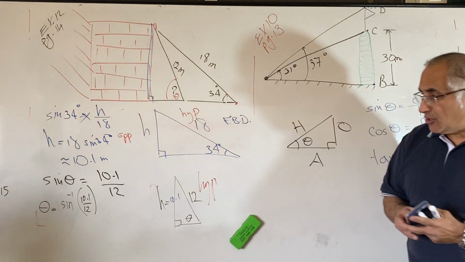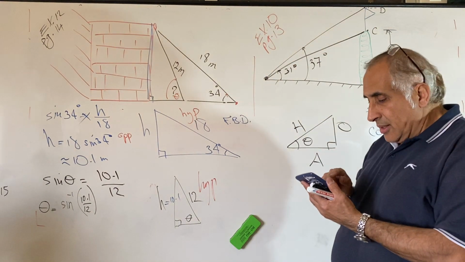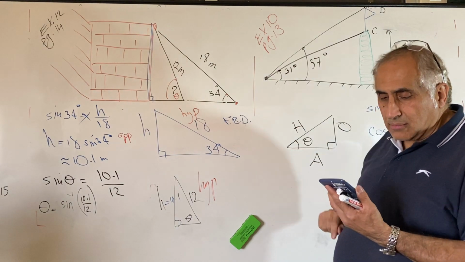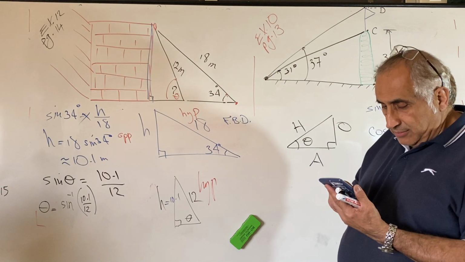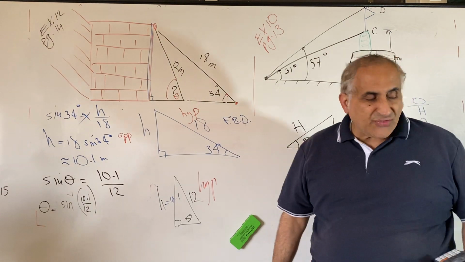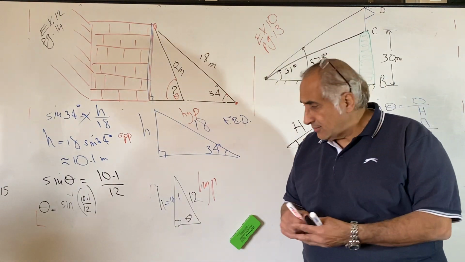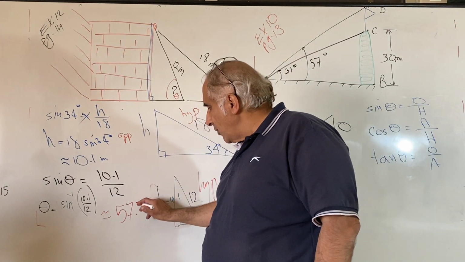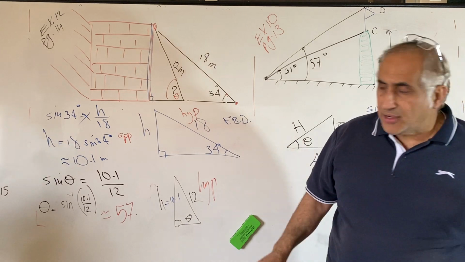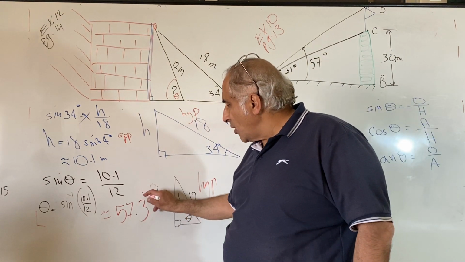All right, so I'm going to use a calculator now. Shift and sine, 10.1 divided by 12, close the bracket. My answer is 57.3 degrees. The answer is how much? 57.3165. Let's round it to one decimal place.